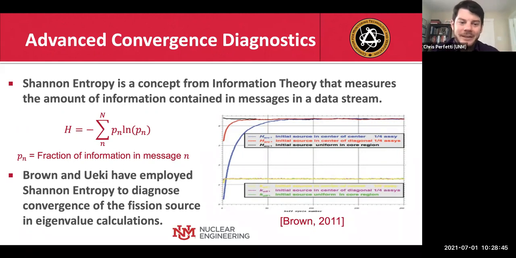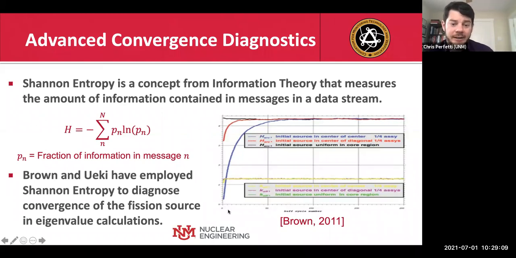They developed this method that computes Shannon entropy for the distribution of fission neutrons. Basically, you look at the probability that a cell contains a fission neutron or a fission birth site. And long story short, without going into the details, this Shannon entropy is much better at predicting fission source convergence than looking at the eigenvalue.